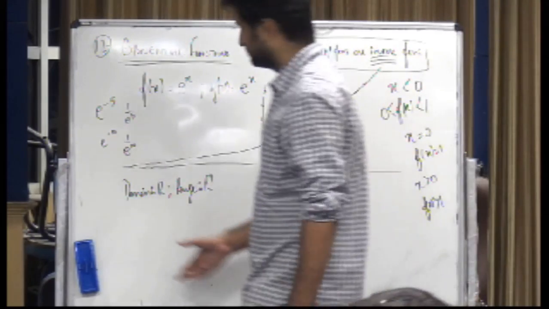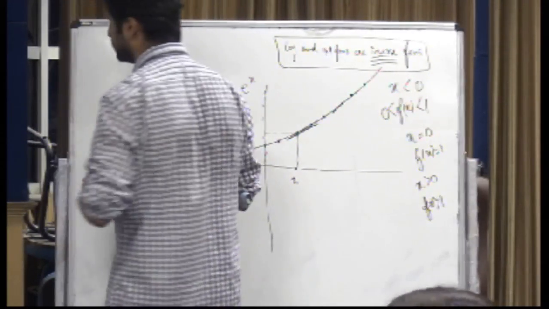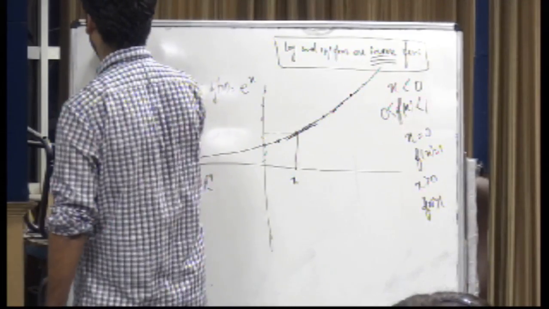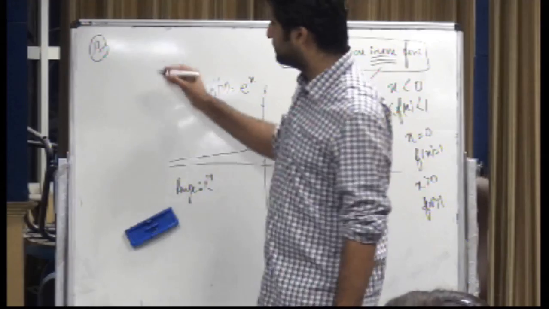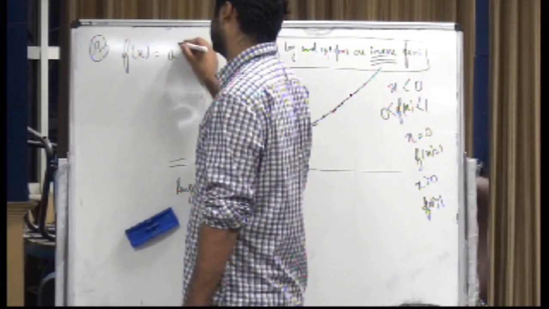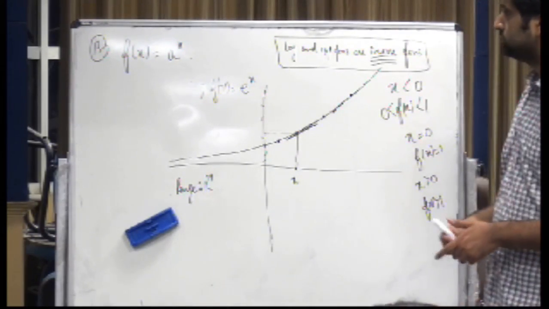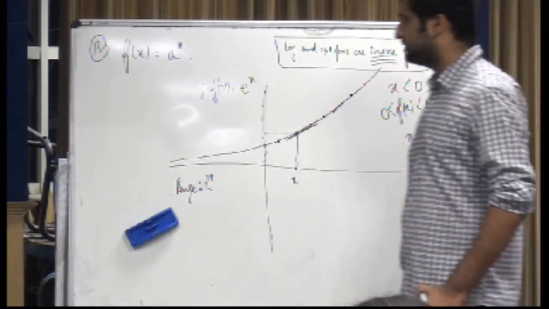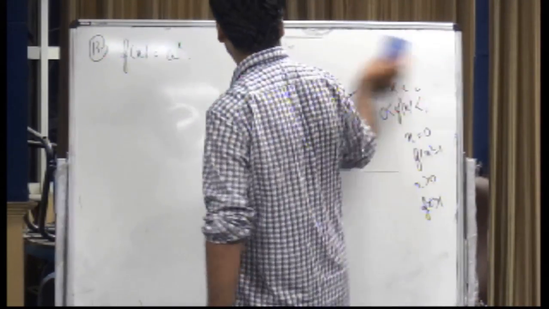Understood? So next is also the exponential function, but instead of e to the power x, let's put fx is equal to a to the power x in general. So let's see what difference it will make for different values of a.